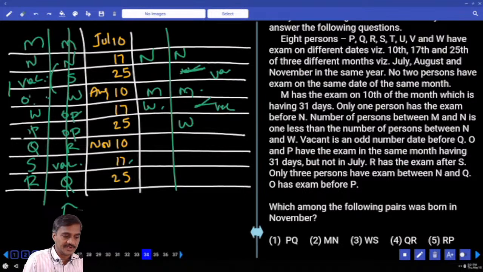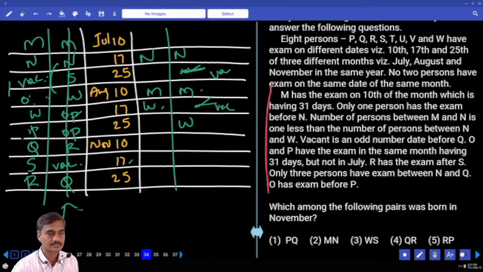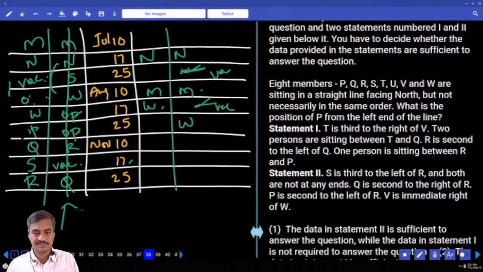Now this is the final arrangement, question number 34 to 37. Any doubts in this one? Anyone please? Let's check out with the given data. Shall I move on to the next one? Then I come into question number 38.